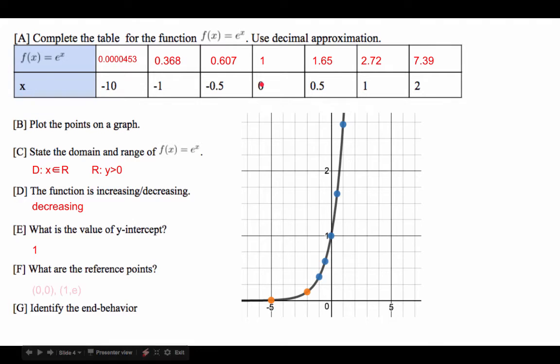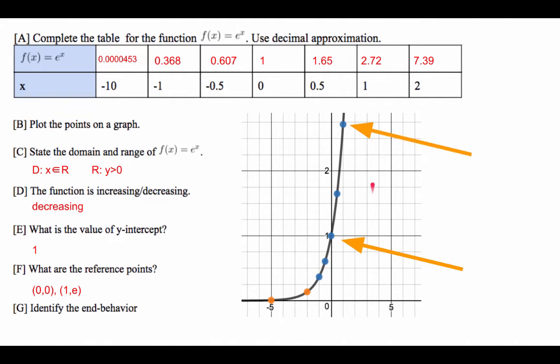And what are the reference points? It's a 0, 0, and 1, e. In the past, we had used 0, 0. Plug in 0 into the function or 1 into the function. So that e is actually the base. So in this graph, it's those two, and that represents 2.718. Okay, guys, what's the behavior? As x goes to infinity, y increases to infinity, and as x goes to -infinity, y seems to be going to 0. Okay, very, very familiar, right?